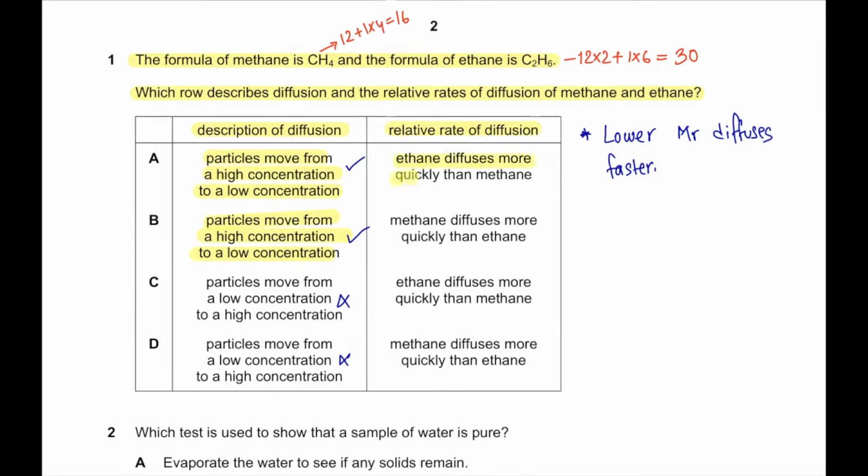Ethane diffuses more quickly than methane. So we already see that lower Mr diffuses faster. So ethane has a higher Mr. We can see that it has a higher Mr. It has an Mr of 30. So it cannot diffuse faster. So this is also wrong. So the only possible answer will be B.